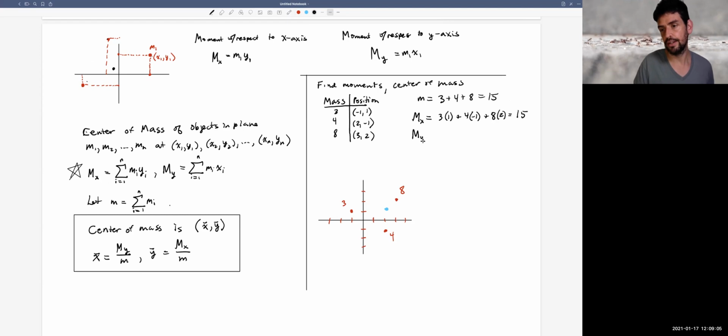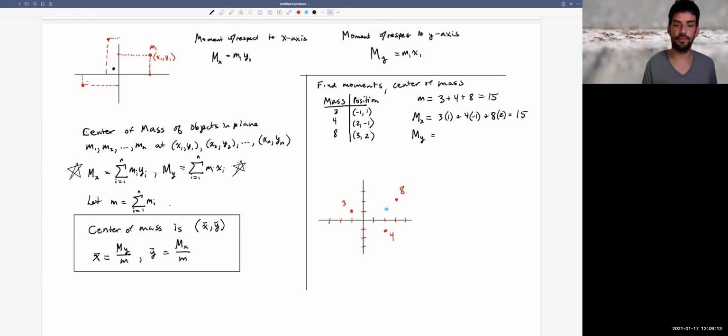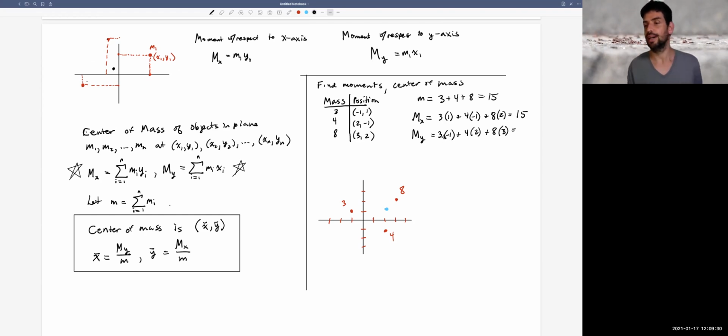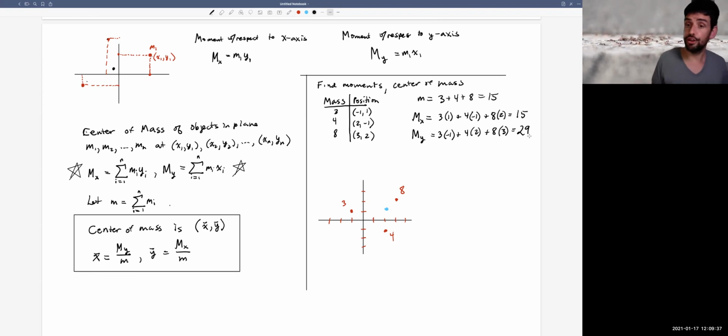And then my, we take each mass, right? That's our formula here. We take each mass and multiply by the x coordinate. So we'll have 3 times -1 plus 4 times 2 plus 8 times 3 gives me 8 minus 3 is 5 plus 24 gives me 29. Okay, so there's the two moments. We've got 15 and 29.